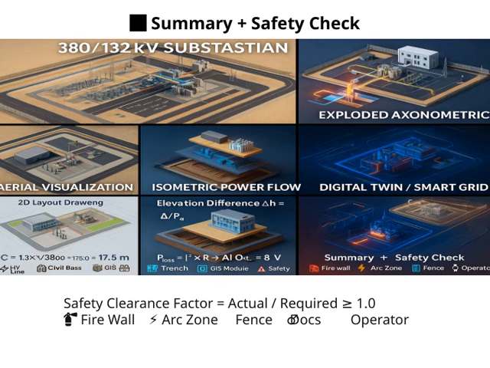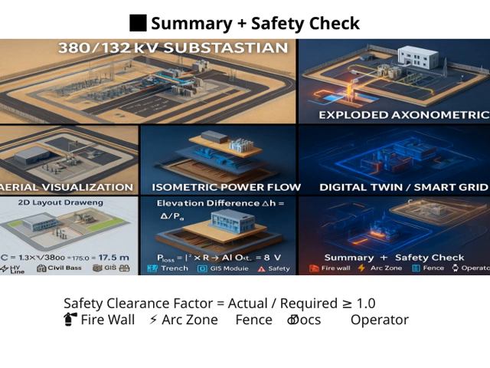Let's wrap up with a quick safety check. The key metric here is the safety clearance factor, which is the ratio of the actual to the required clearance. For safety, this value should always be greater than or equal to 1, meaning we're meeting or exceeding the required safety margins. Now on this slide, you'll see icons representing critical safety features and personnel: the fire wall, the arc zone, the fence, relevant documentation, and the operator.